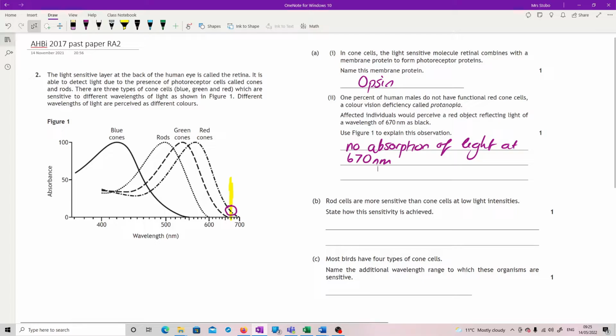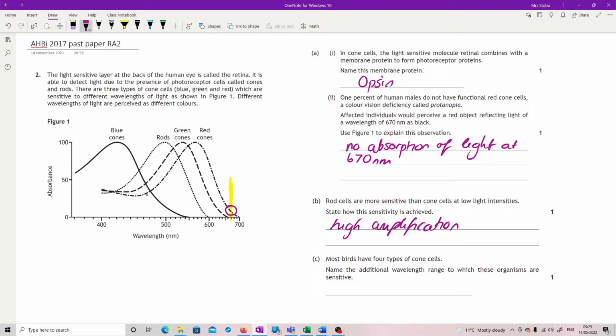Okay, right. Rod cells are more sensitive than cone cells at low light intensities. State how this sensitivity is achieved. Right. So, looking at the mark scheme in this one, it's only worth 1 mark. So, all they're looking for is the high amplification. So, given it's only 1 mark, that's reasonable. But you're expected to know the whole thing for the cascade.